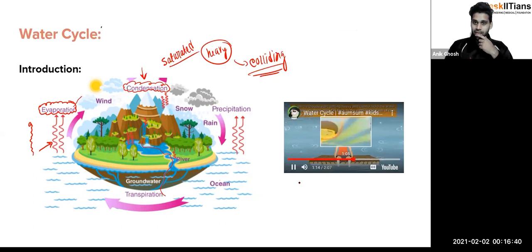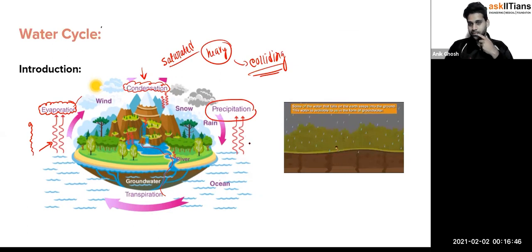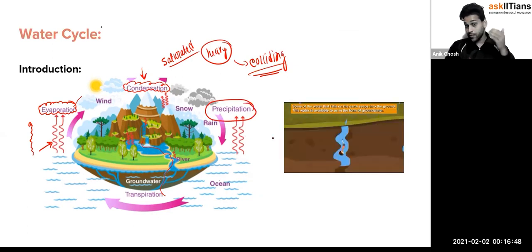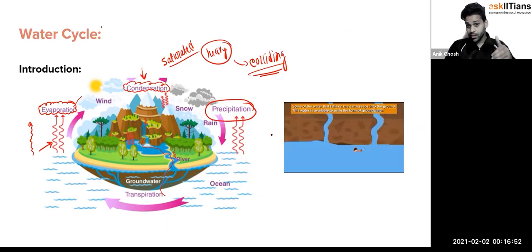Rain, hail, or snow. Okay, that is called precipitation. So the things that fall on the earth get infiltrated into the ground. This water is available to us in the form of groundwater. That is what they're saying.